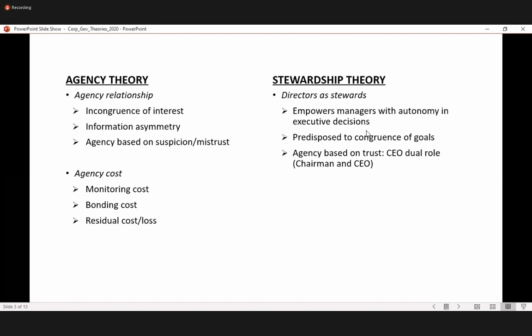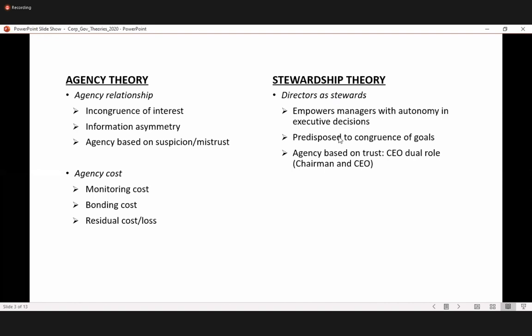And the stewardship theory now teaches that directors are stewards, and this means that they are empowered. The managers or directors are empowered with autonomy to make executive decisions, whereas in agency theory, they are not empowered. They are monitored. They are treated with suspicion. So the powers are restricted, and they are followed up and checked and monitored.